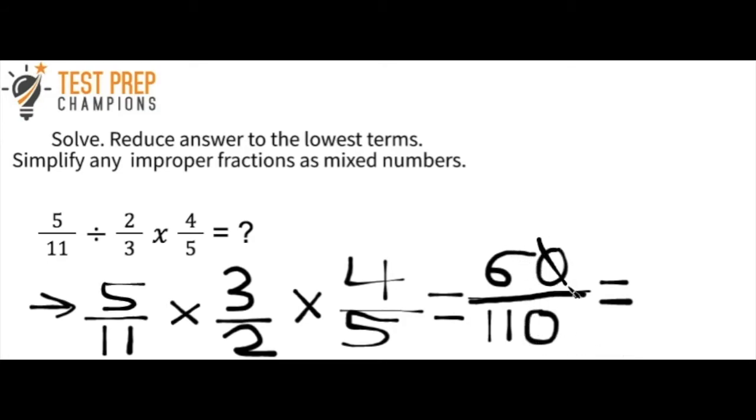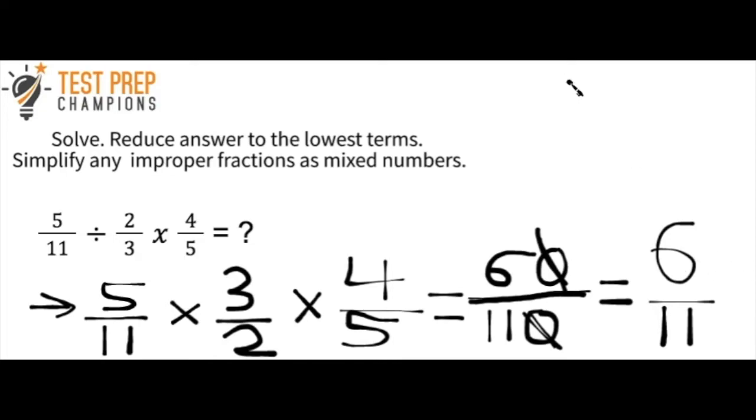Now here, when we simplify this, there's a little trick. We just take a 0 out of the top and the bottom, so we just cross out this 0, cross out this 0. We have 6 and 11. Now, a good clue to when your fraction is reduced to the lowest terms is if you've got an even number and an odd number.